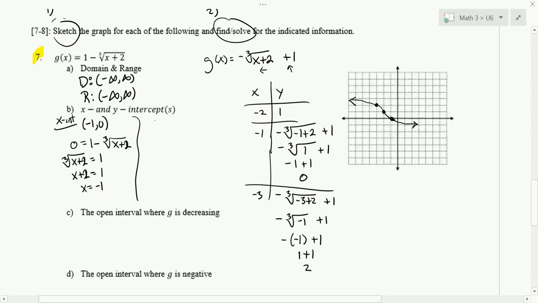For the y-intercept, I don't know for sure. I don't see a lattice point that my graph is going through on the y-axis, but we can find out by plugging in 0 for x. So if I plug in 0 for x, I get g of 0 is 1 minus the cube root of 0 plus 2, which is 1 minus the cube root of 2. And without a calculator, that's about as far as you're going to be able to go.